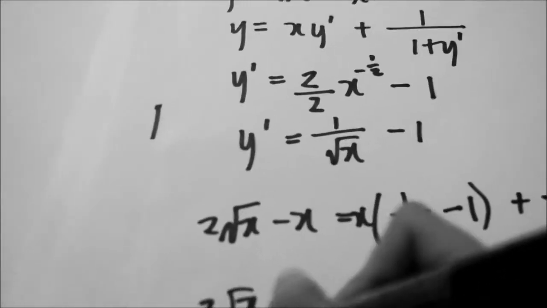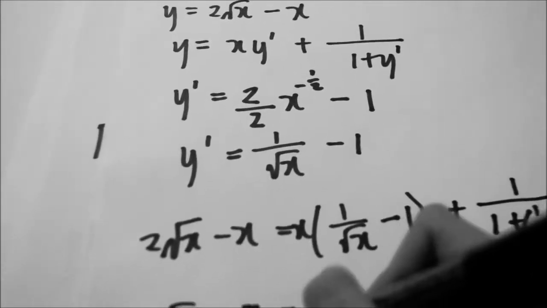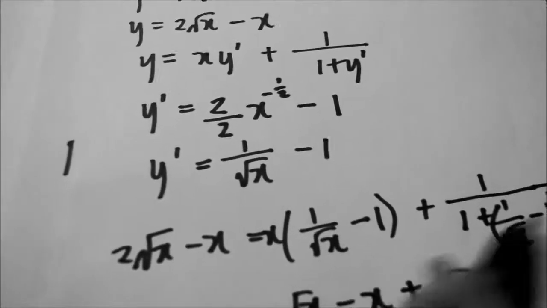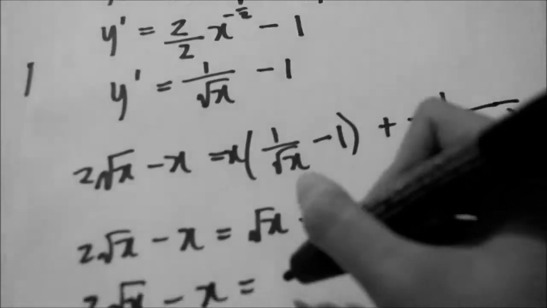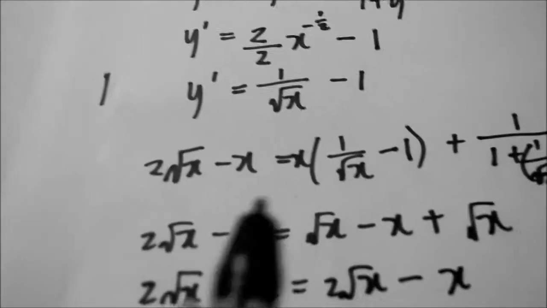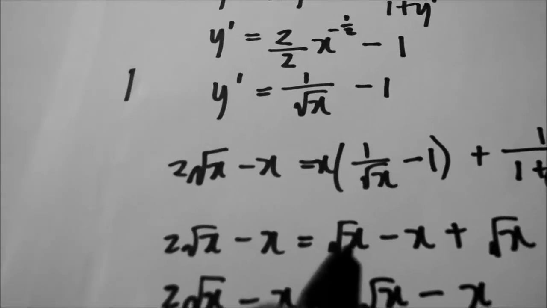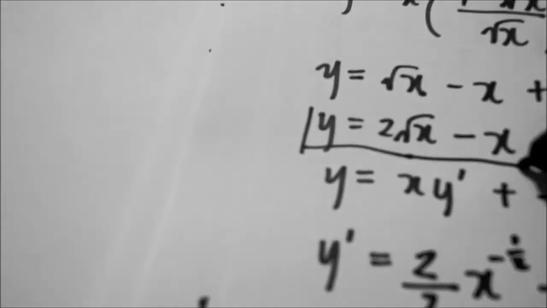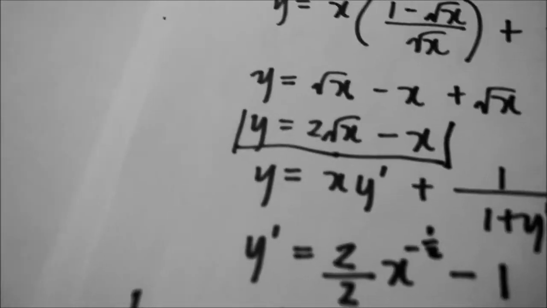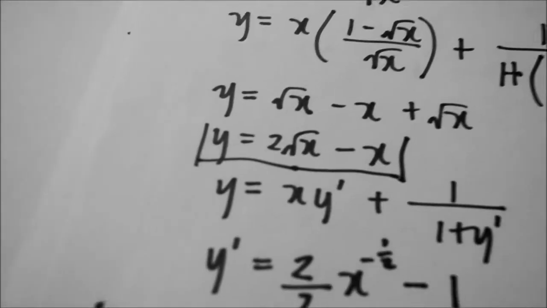Then square root of x minus x is equal to square root of x plus square root of x, which is equal to 2 square root of x minus x, and both of the equations are equal, so this is one of the solutions of the differential equation.